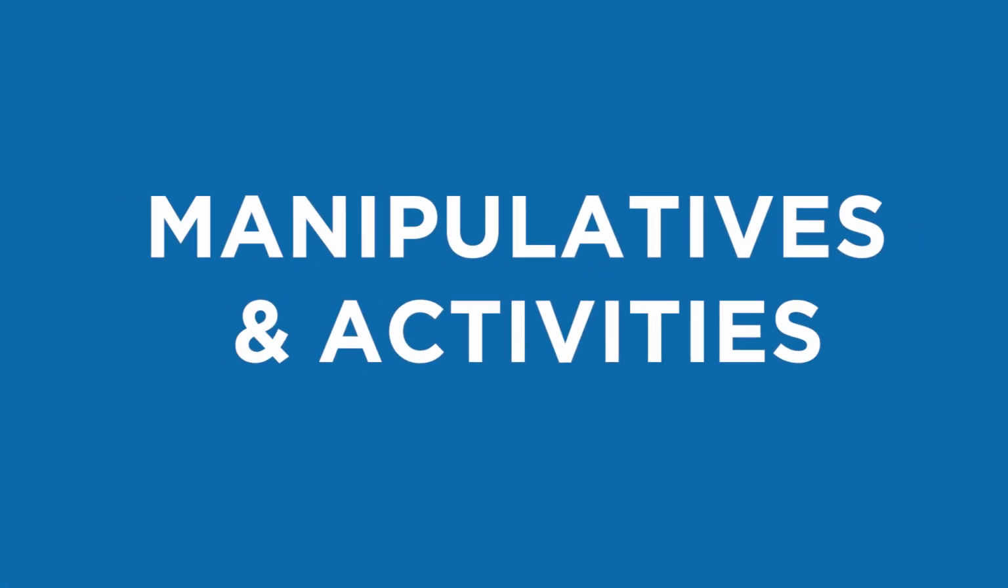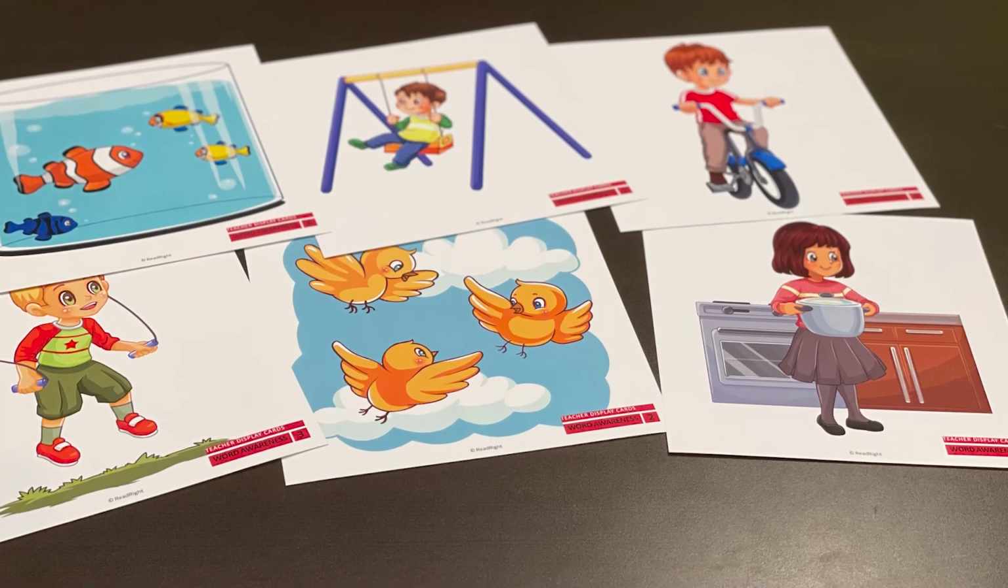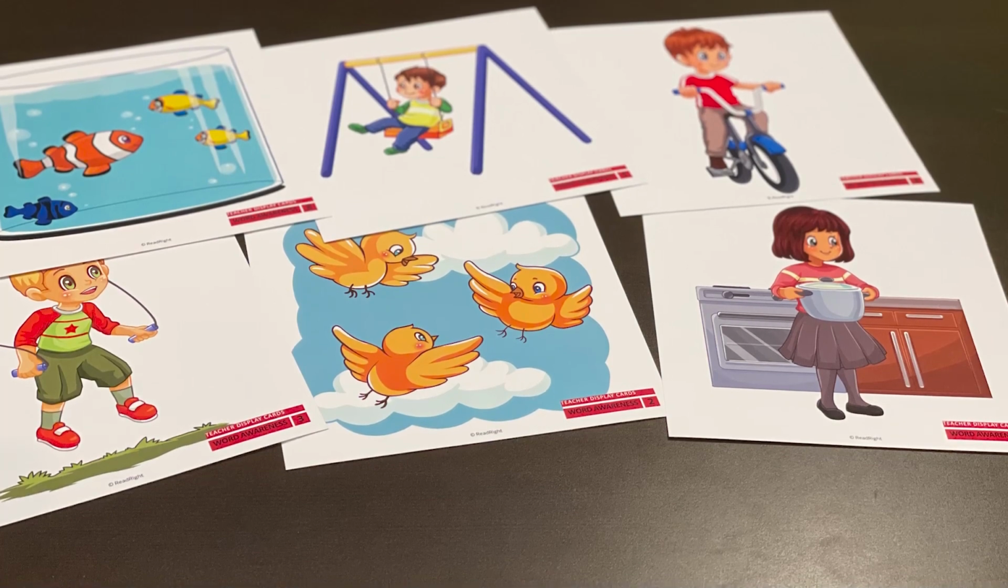Manipulatives and activities. Teacher display cards. The teacher will introduce most of the goals in this section with picture cards that represent sentences. Here are examples of sentences that can be illustrated with picture cards. The boy is jumping. Birds are flying. Mom cooked.